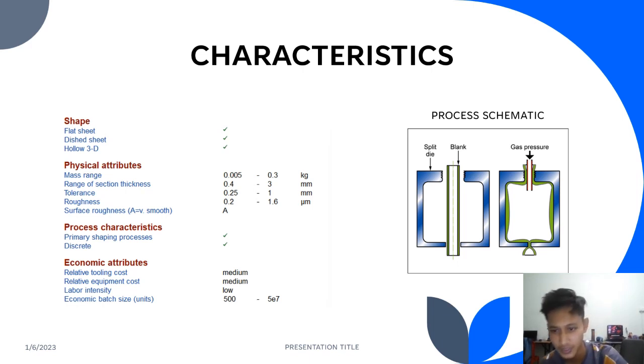From the process schematic, as we see in the picture, there is a mold and the material. The air will enter from the blank area, and then the mold will close, and then the hot air will enter the mold from the material and shape it inside the mold.